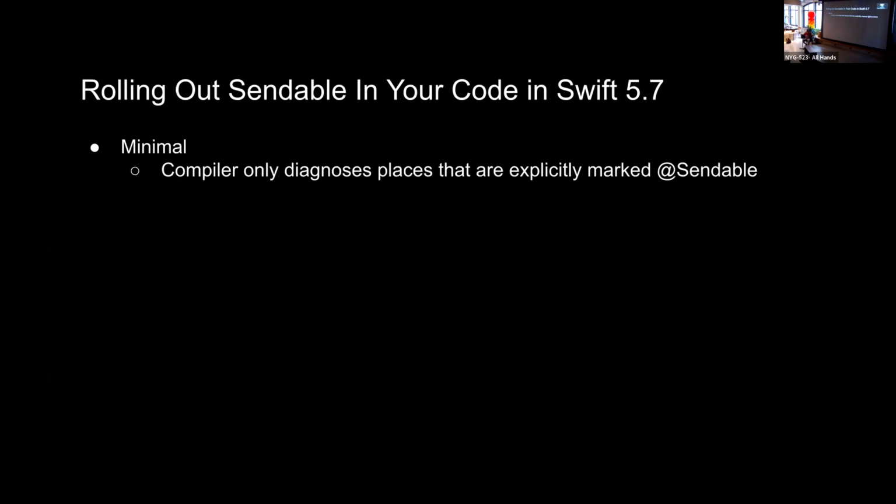Minimal means the compiler is only going to diagnose places that you've already marked Sendable, or a struct or something that conforms to Sendable, or a closure that conforms to Sendable. The next is targeted, which extends that reach to any async await code in your app, even if you've not marked it Sendable, because async await is the basis of Sendable.